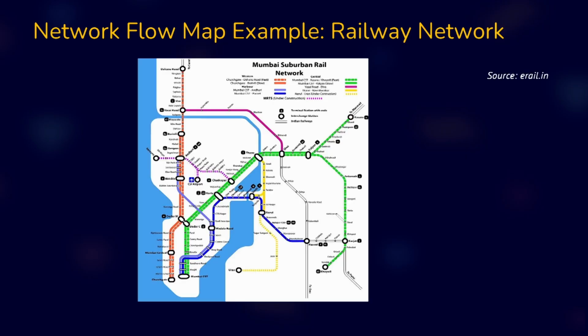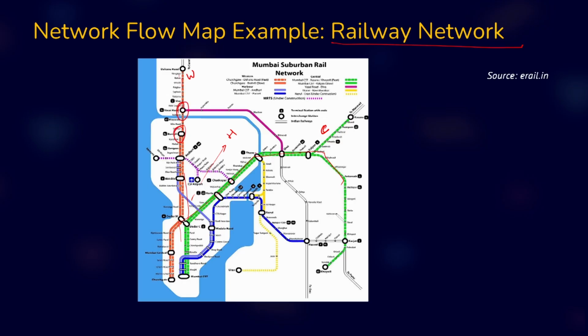This is another map, the railway network map of Mumbai. Here we can see the western line is shown in orange. This is the western line, which you can see in orange, and this green line is the central line, and this light purple line is the harbor line. So these are the three different types of rail networks operating in the Mumbai region.